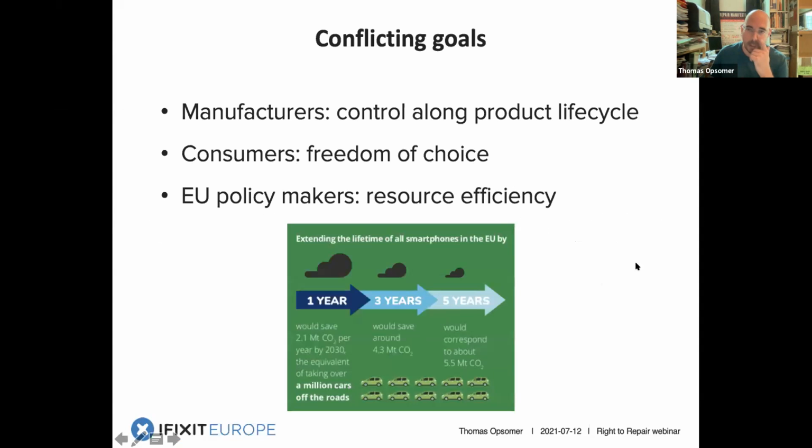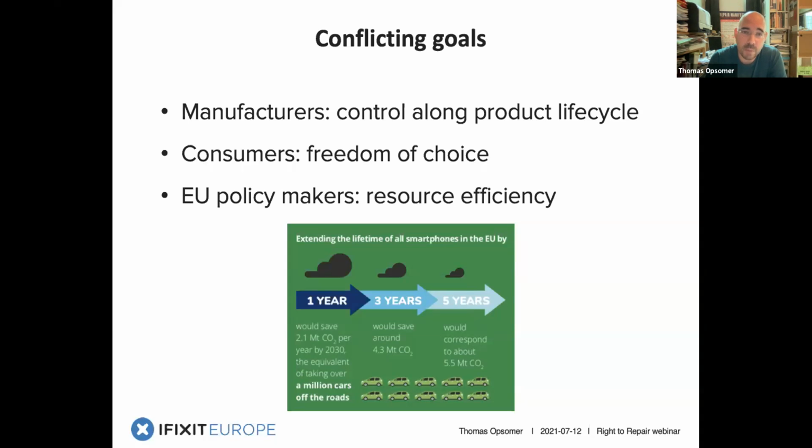So first of all, we have to realize that we have conflicting goals at play. On the one hand, we have the manufacturers who want to keep control over the product along the whole product life cycle, which they may do because then they can make a profit off of the product during the whole life cycle. They can also have very valid reasons, such as wanting to take responsibility for the product across the life cycle, if they actually do so.